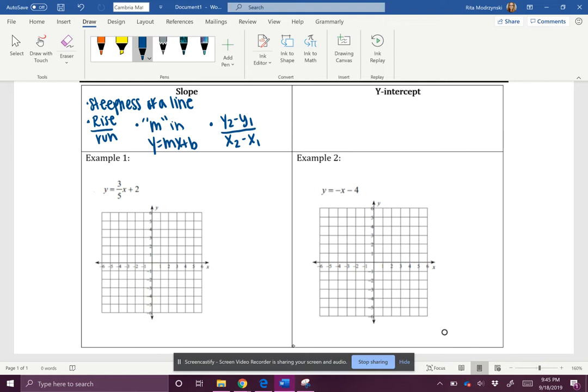Also remember that slope and rate of change are exactly the same thing. We can use those interchangeably.